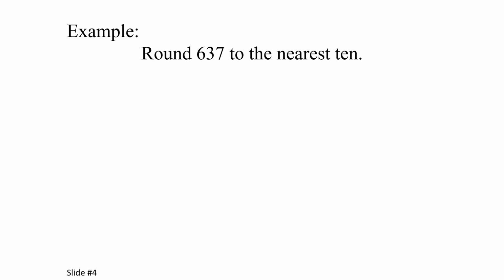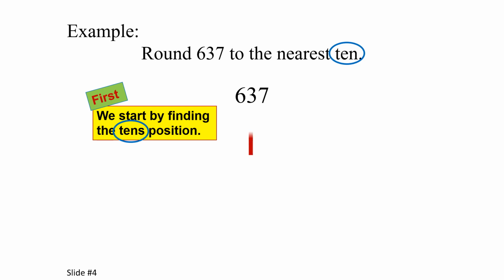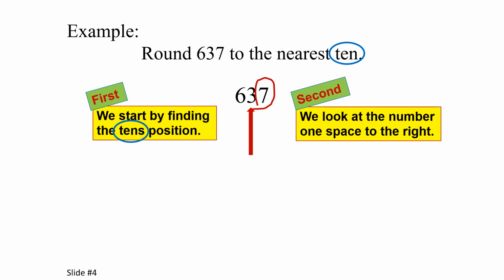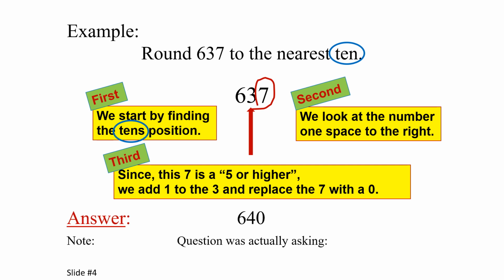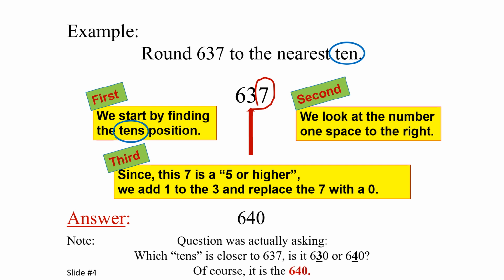So let's round 637 to the nearest 10. First, we have to start by finding the tens position, which is where the 3 is. Second, we look at the number one space to the right, which is the 7. This 7 is a 5 or higher, so we're going to add 1 to the 3 and replace the 7 with a 0. So it becomes 640. The question was actually asking which tens is closer to 637. Is it 630 or 640? Of course, 640.